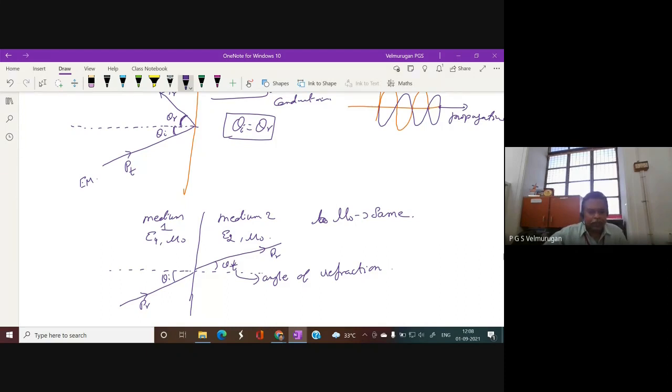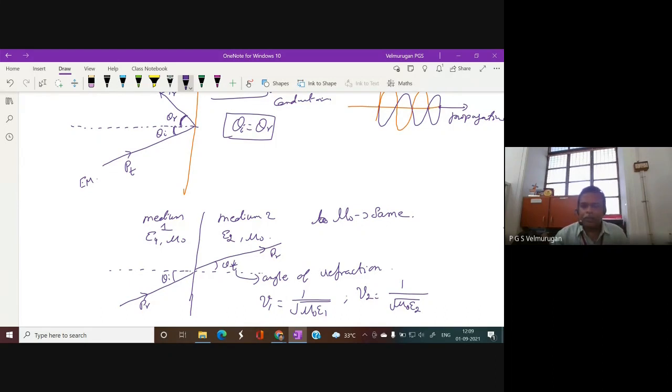In this case, theta I will not be equal to theta t. It is based upon your medium, right? It may be greater than theta I, or it may be less. Now the velocity with which the wave travels in medium 1 and medium 2 is determined by v1 equals 1 over square root of mu naught epsilon 1, and v2 equals 1 over square root of mu naught epsilon 2. So this is the velocity expression for our electromagnetic wave when it travels in medium 1 and medium 2.